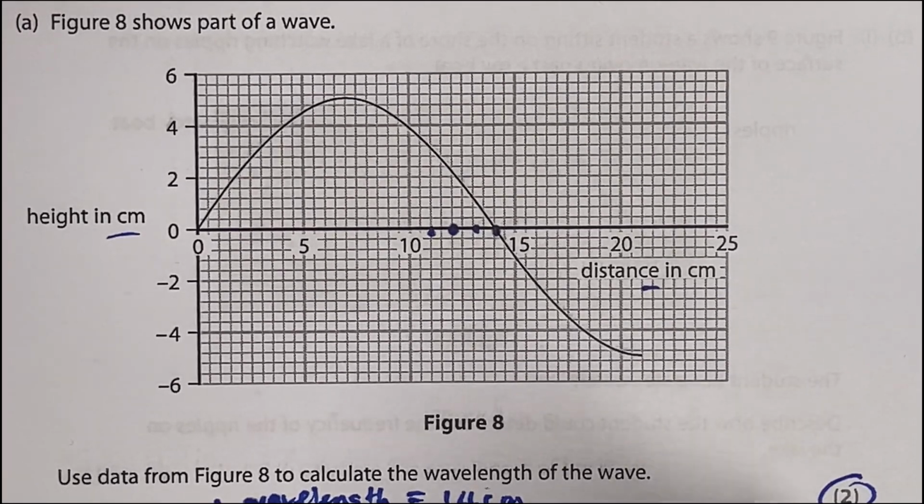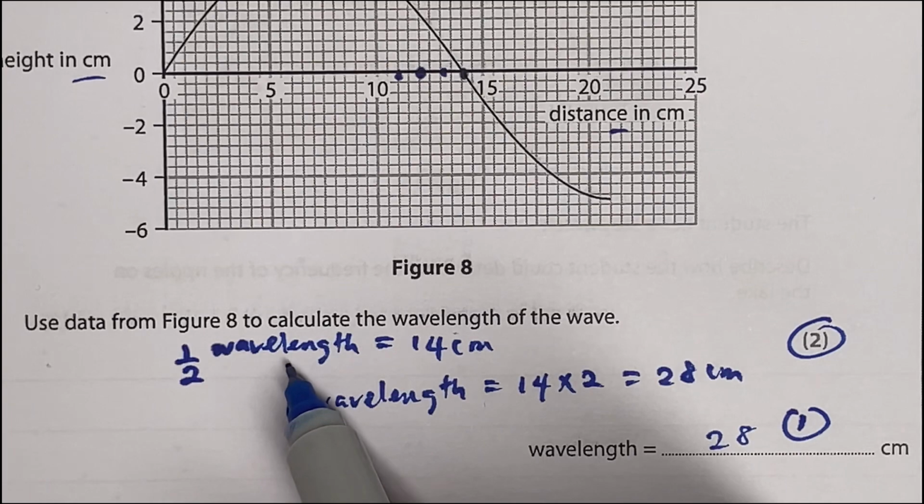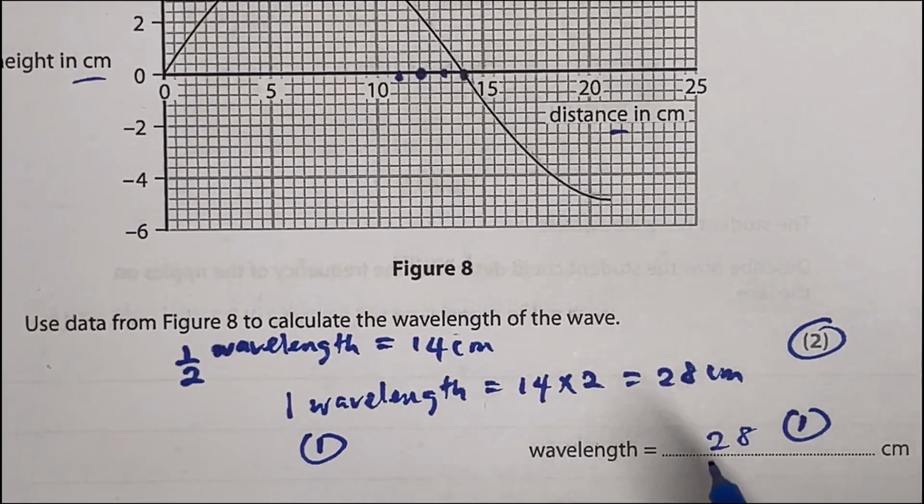Okay, that's my 2 marks. I've shown my working out. I've written down my answer. Okay, half the wavelength is 14. One wavelength would be 14 times 2, it's 28 centimeters.